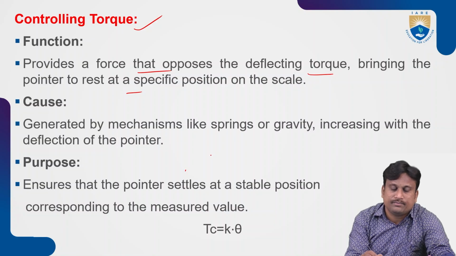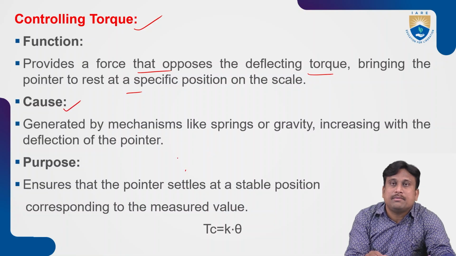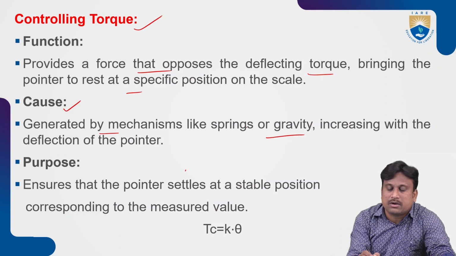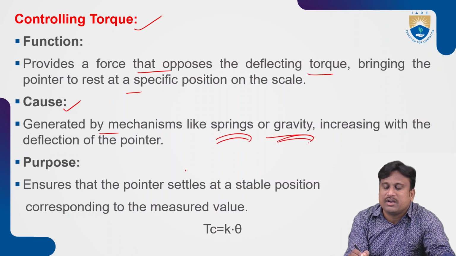on the scale. So how can it be done? This is supposed to be generated by mechanisms like spring or gravity control. We use some controlling methods for getting controlling torque, which are known as the spring control method or gravity control method, which will make sure about controlling these cases, which will increase with the deflection of the pointer.